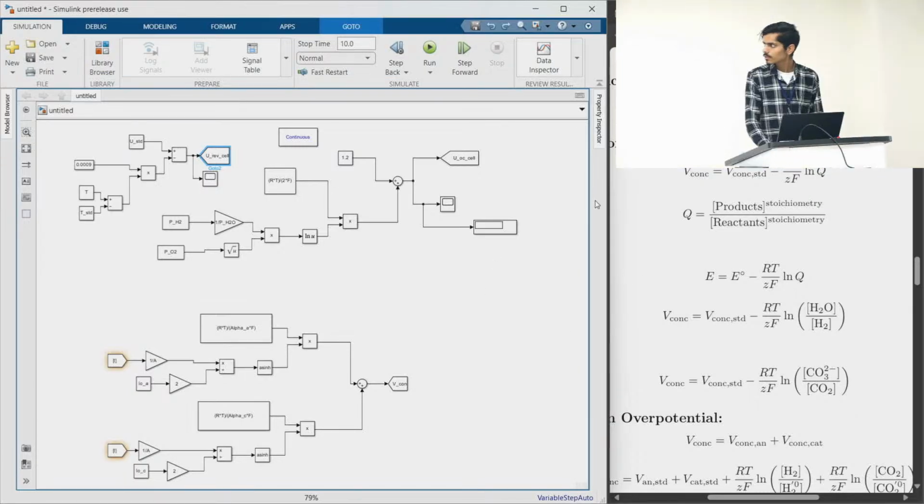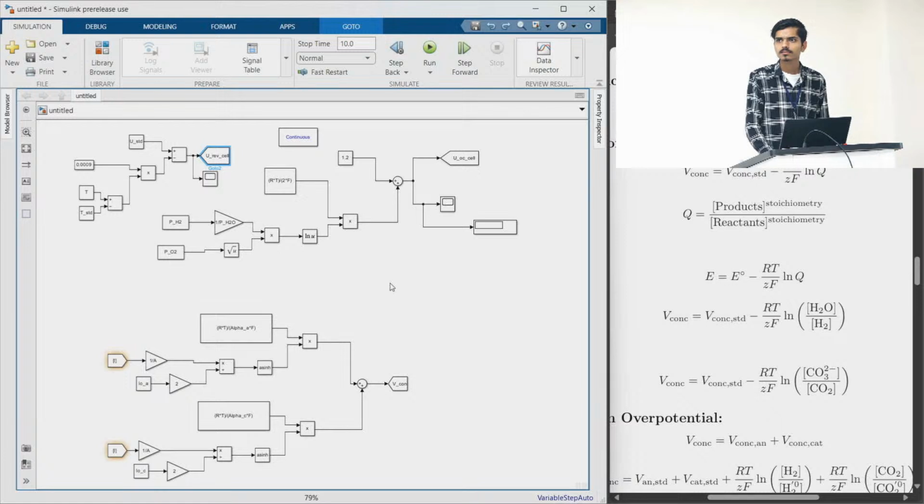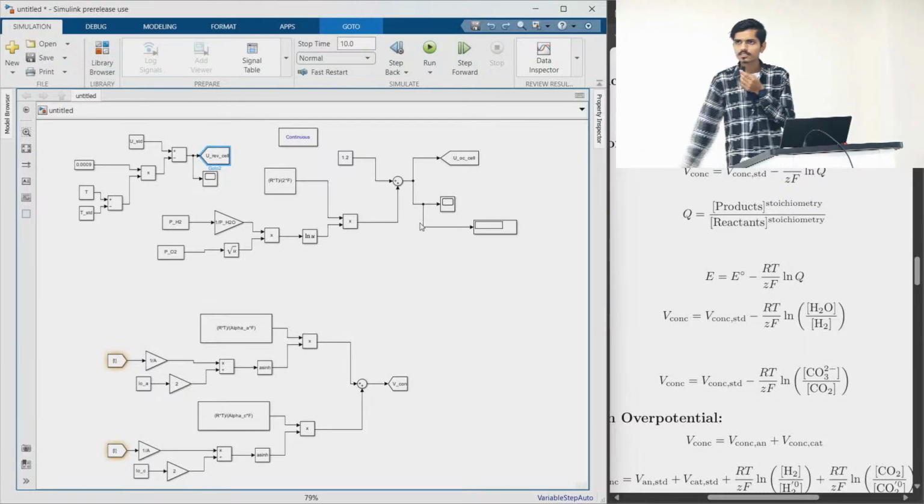So I hope all of you have made these two models. Have you all done with these models? Shall we proceed?